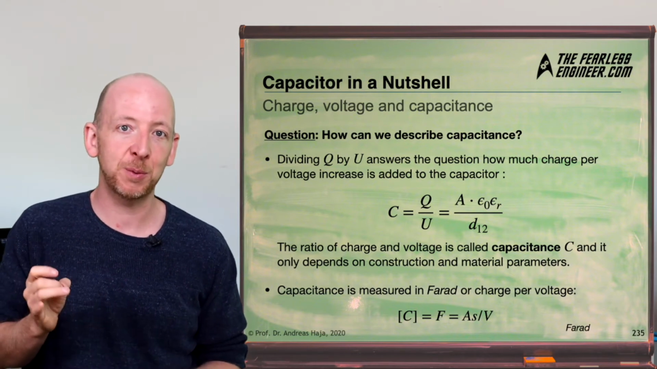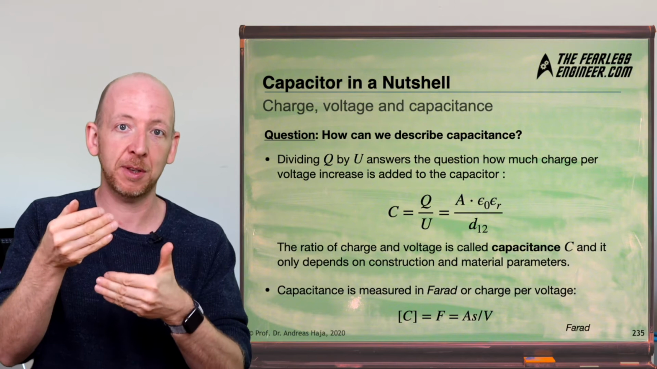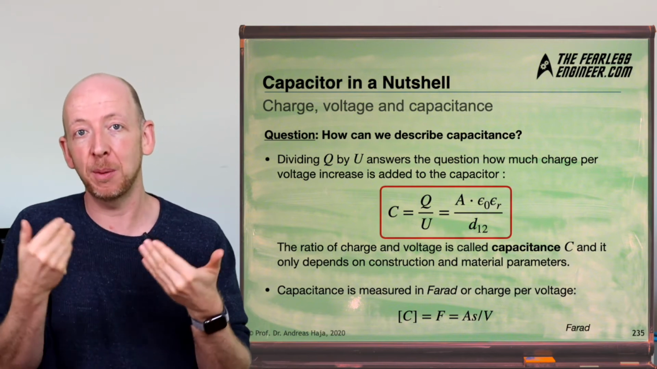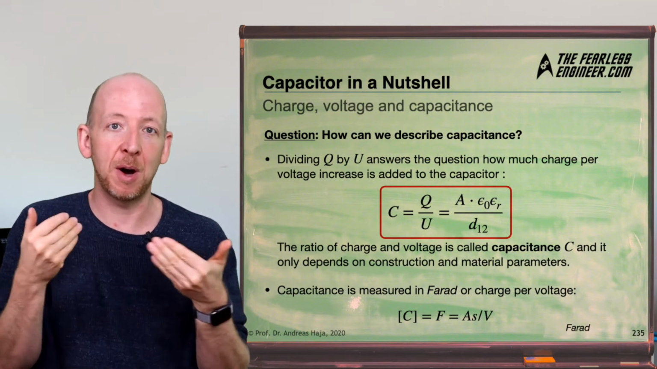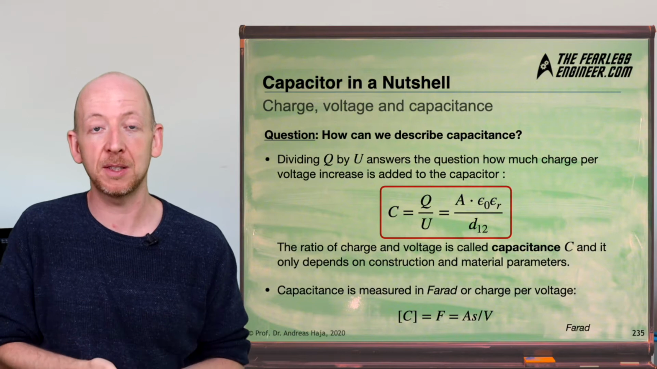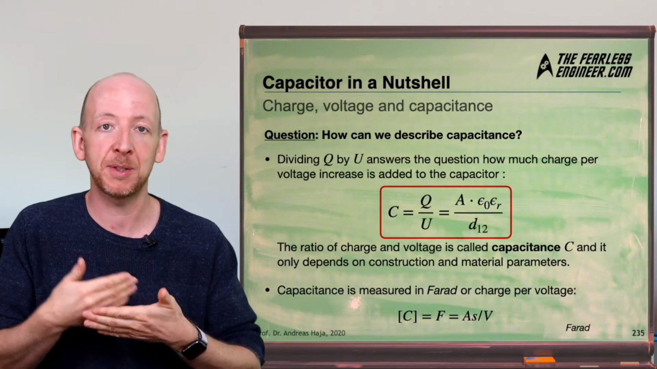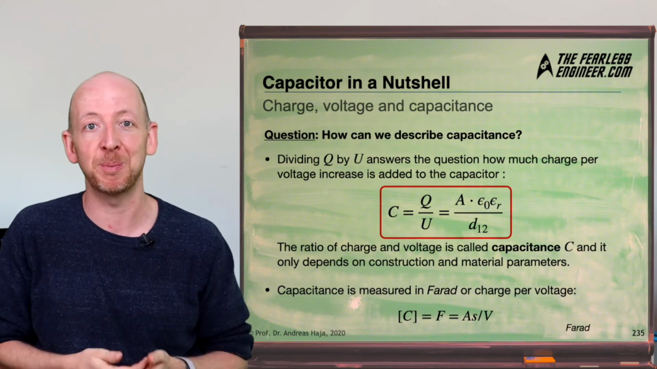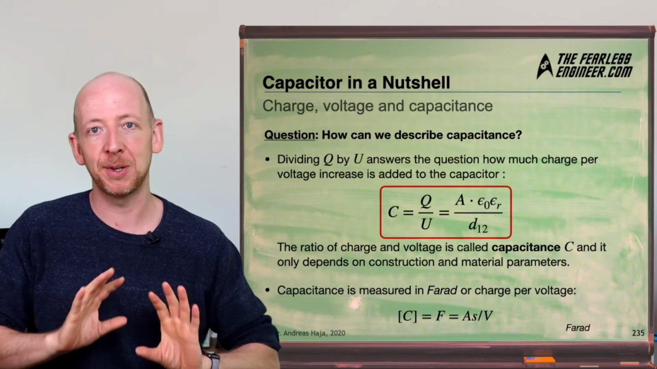To answer this question, we could simply divide charge by voltage so that we get the equation Q divided by U, which is called capacitance. And it tells us the amount of charge we get for a certain increase in voltage. And as you can see, it only depends now on the material parameters of the capacitor itself. And once those have been fixed after the device has been built, its capacitance will not change anymore.